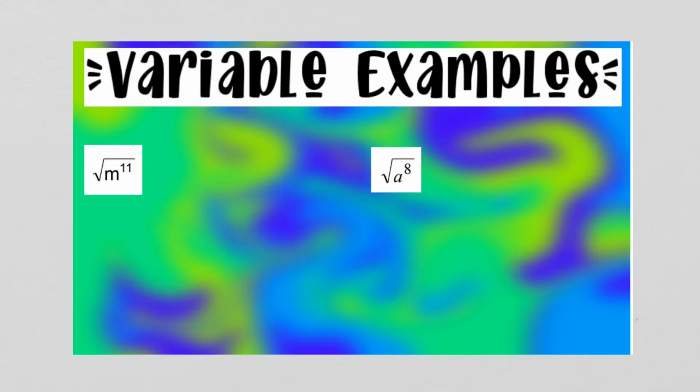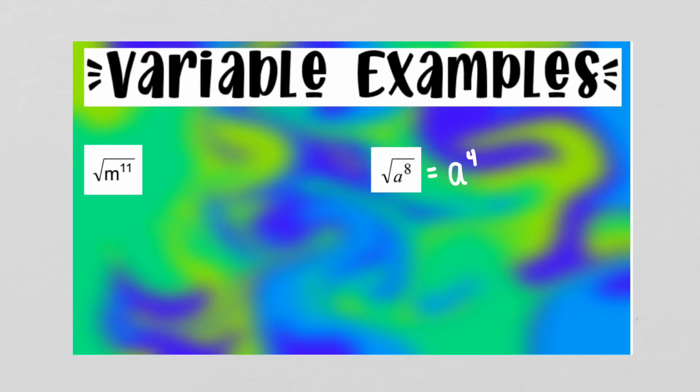Now I have two variable examples here because you have plenty on your worksheet, and these ones that are just by themselves are pretty straightforward. I am going to start with this one on the right, the square root of a to the 8th. Remember, if it is an even exponent and you're taking the square root, all you have to do is write the variable and divide the exponent by 2. So 8 divided by 2 gives me 4. So the square root of a to the 8th is equal to a to the 4th.